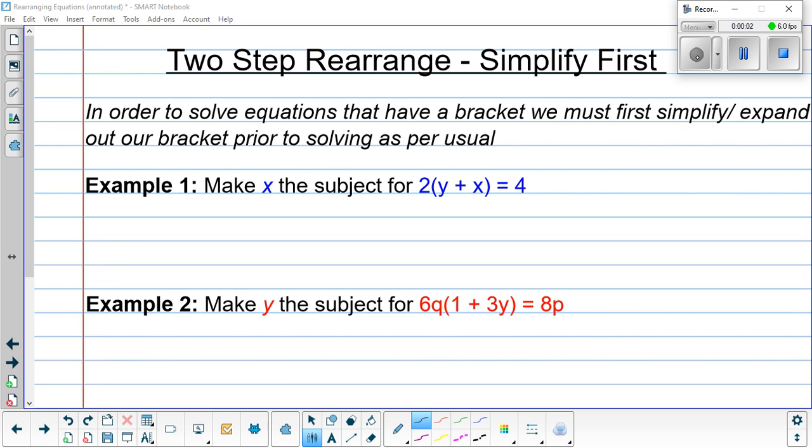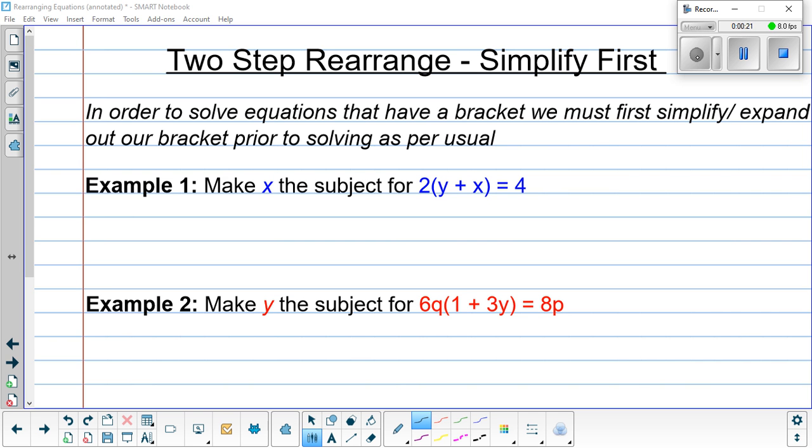You're back with Mr. Canada, and today we're going to look at two-step rearrangements where we simplify first. So these are ones where we have brackets. That's kind of the hint: simplify, and then make x the subject. They could be said that sometimes. So in order to solve equations, we must simplify.